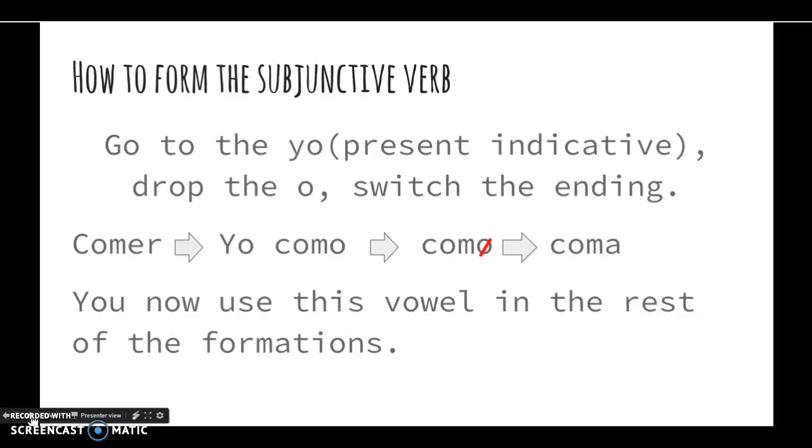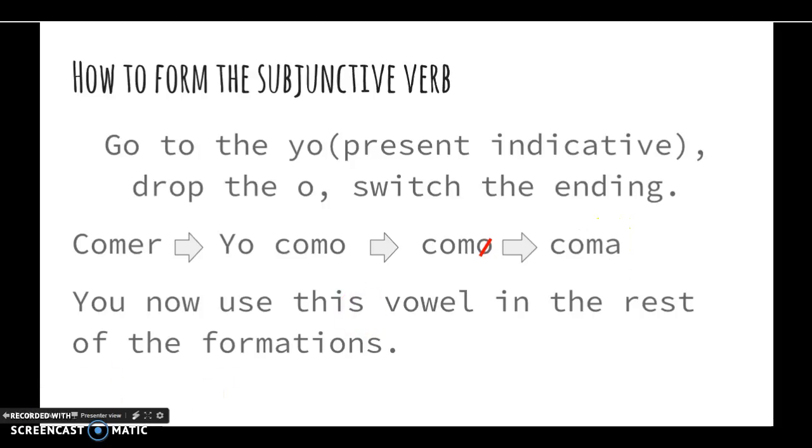So how do we form the subjunctive verb? We go to the yo in the present indicative, drop the o, and switch the ending. So comer: we go to the present indicative, yo como, then we drop the o, and then we switch the ending. Usually we have él come, ellos comen, but here we have the opposite vowel ending. Instead of E, we end with A's.